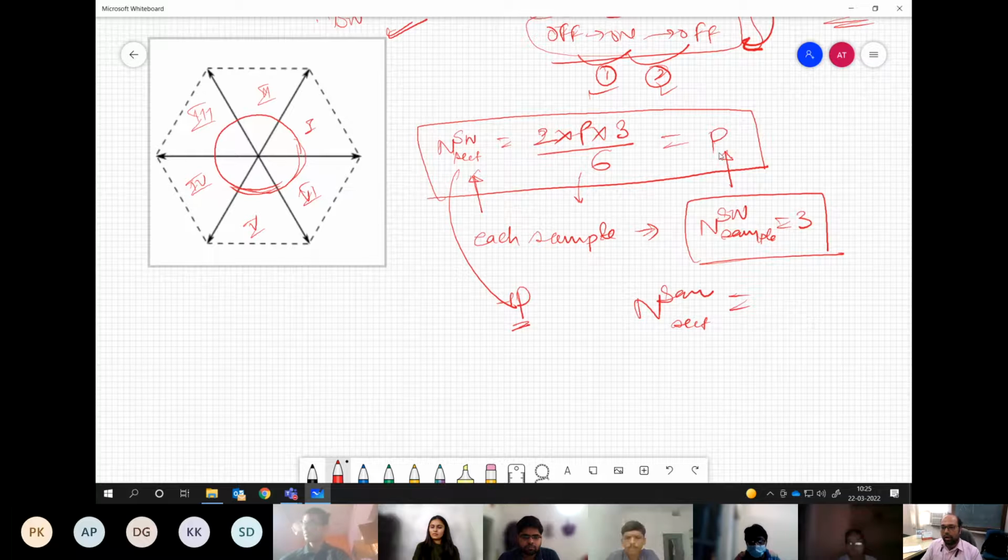Simple question. We want to have P number of switchings in the sector. So we are trying to compute how many samples should be there. Each sample is giving me 3 switchings. How many samples should be there? Sir, 3 into P. 3P, sir.